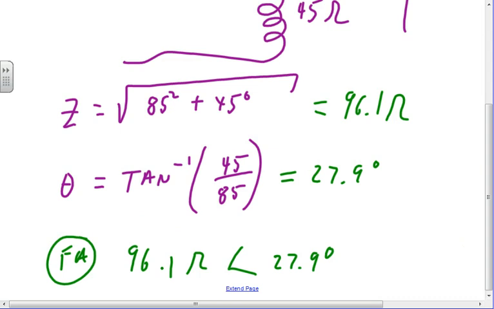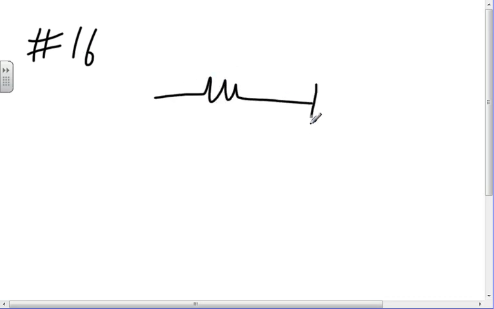All right, so we'll do 16 next. 16. A series circuit contains a resistor and a capacitor.